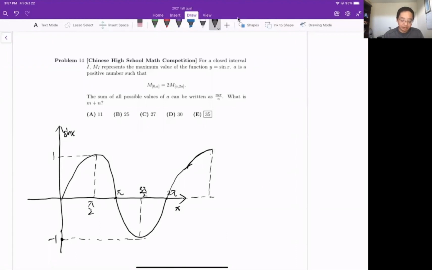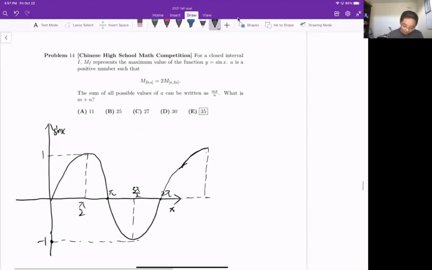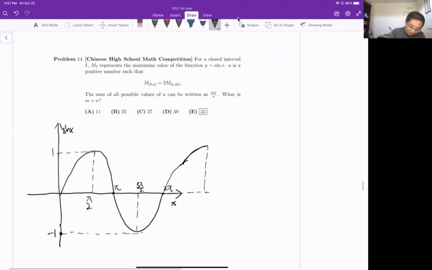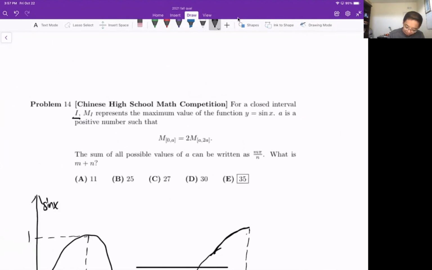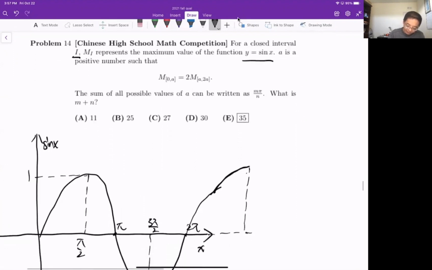Question number 14. Here it says, for closed interval I, we have M_I represents the maximum value of the function y equals sine x on I, and A is a positive number such that the maximum value within the interval 0 to A is twice the maximum value between interval A and 2A. Let's find all the possible values of such A.